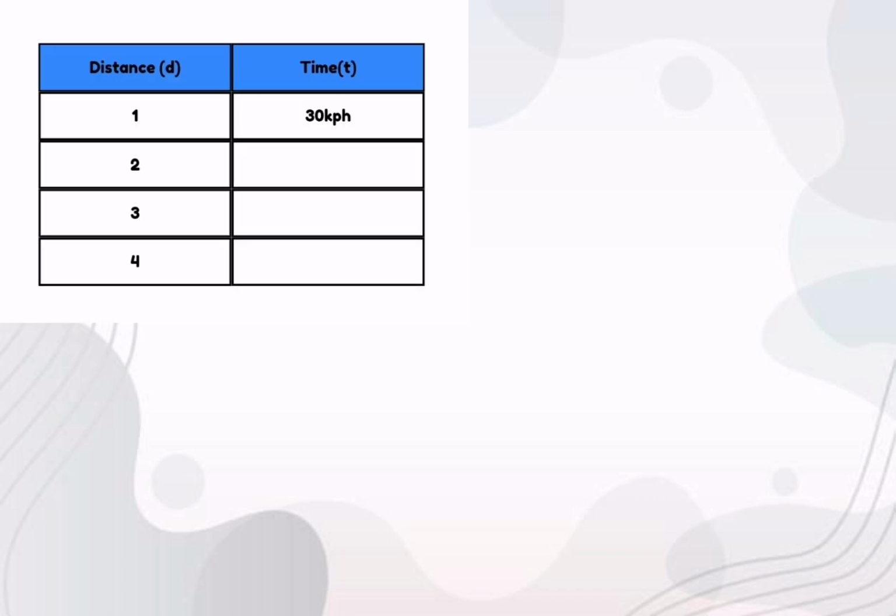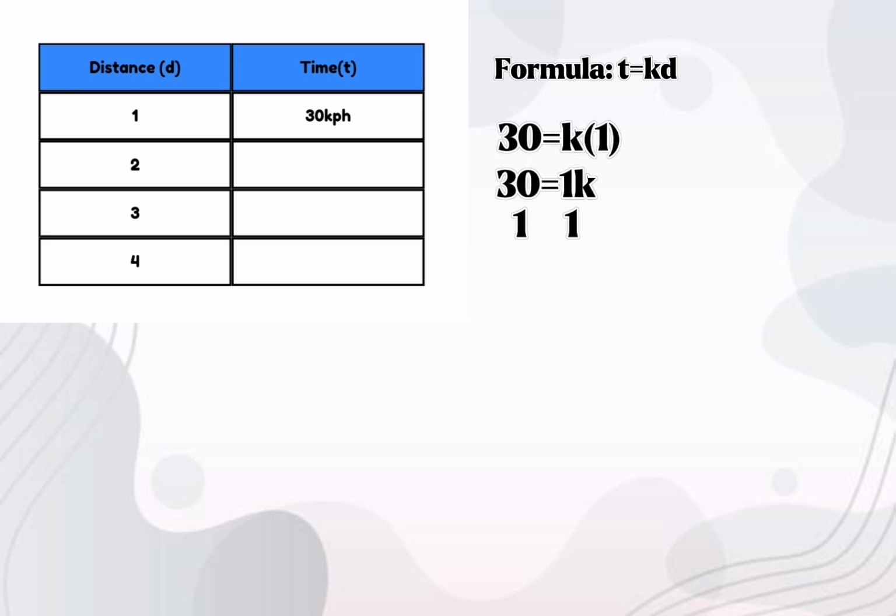Now that you have tried to solve direct variation, let's solve another problem but in a different form. In table form. As we can see, the time has the missing values, so the formula would be t = kd. Step 1. Just like the first problem, the first step is to find the value of k. To identify it, substitute the values of t and d. Multiply, then divide by 1 on both sides. And the answer will be k = 30.